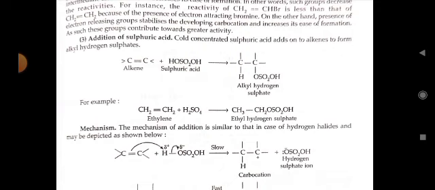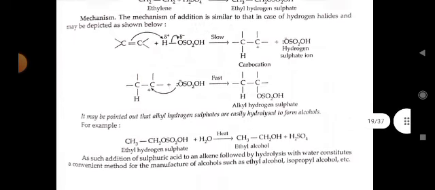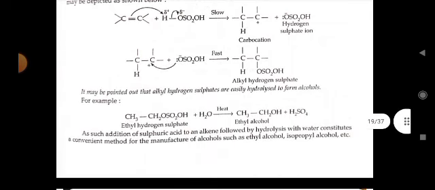It may be pointed out that alkyl hydrogen sulfates are easily hydrolyzed to form alcohols. For example, ethyl hydrogen sulfate plus water on heating gives ethyl alcohol plus sulfuric acid. As such, addition of sulfuric acid to alkene followed by hydrolysis with water constitutes a convenient method for the manufacture of alcohols such as ethyl alcohol, isopropyl alcohol, etc.